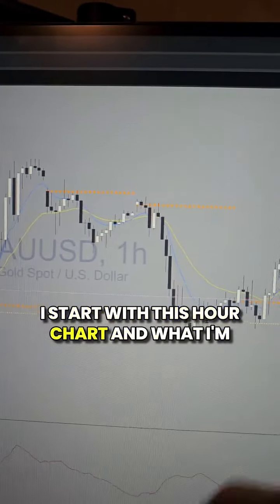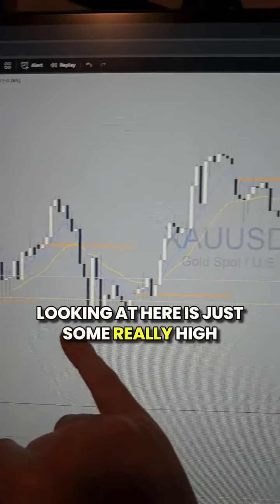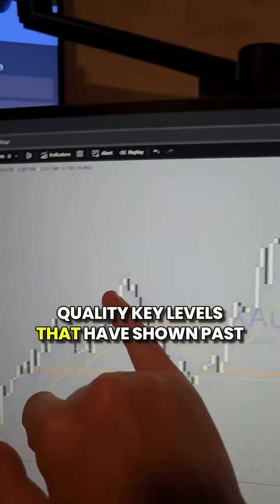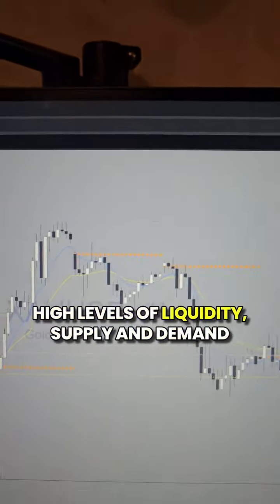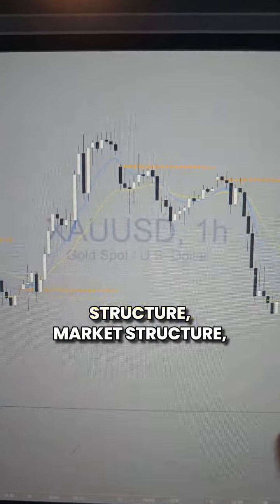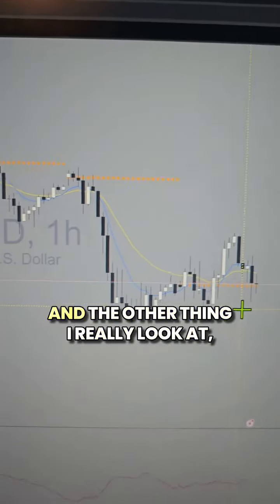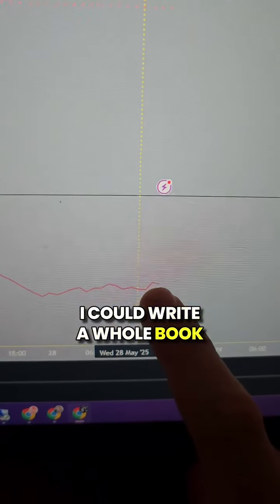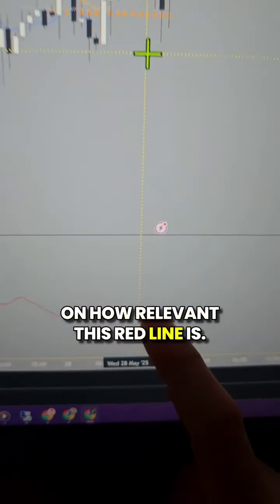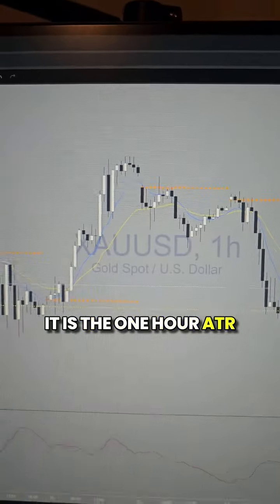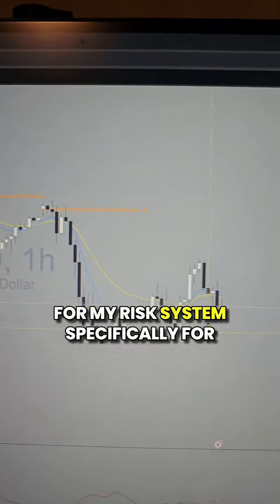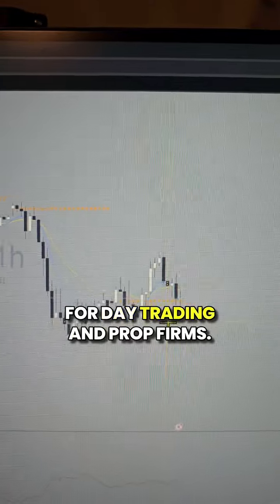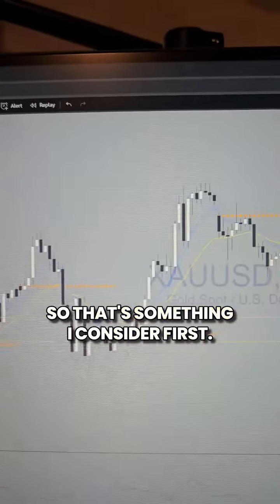I start with this hour chart, and what I'm looking at here is just some really high quality key levels that have shown past high levels of liquidity, supply and demand, market structure, everything and anything. And the other thing I really look at, guys, is this little red line. I could write a whole book on how relevant this red line is. It is the 1 hour ATR for my risk system, specifically for day trading and prop firms. So that's something I consider first.